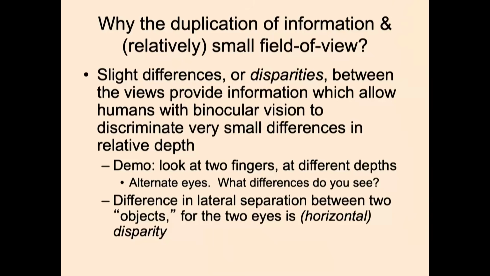Here's a demo that we're all going to do. You're going to hold two fingers out in front of you. Fixate the one that is close to you, and then alternately close and open the two eyes, so you look at it with one eye and then the other. What you will see is that the distance between the two fingers in the image will be different for the left eye and the right eye. That's an example of binocular disparity. In this case, that gives you information that one of the fingers is further away than the other.